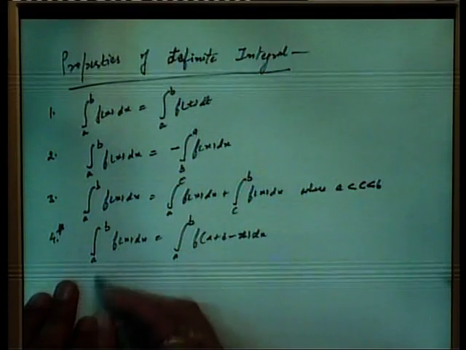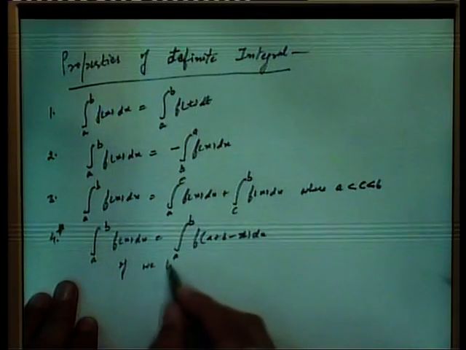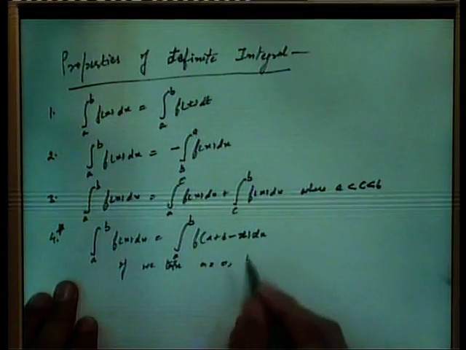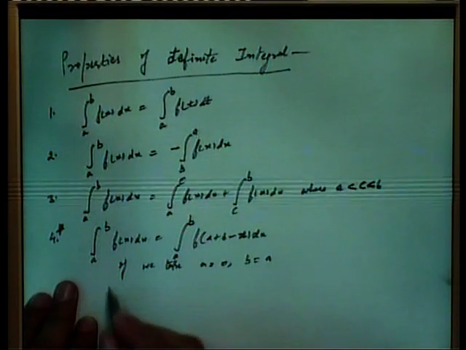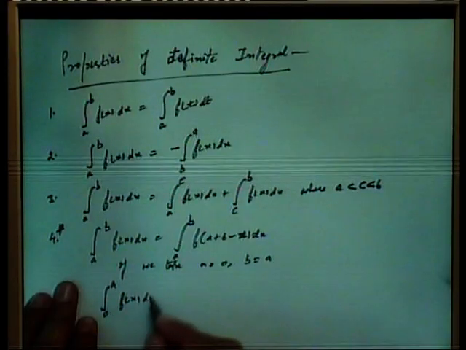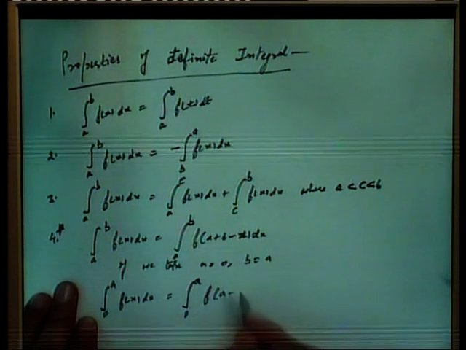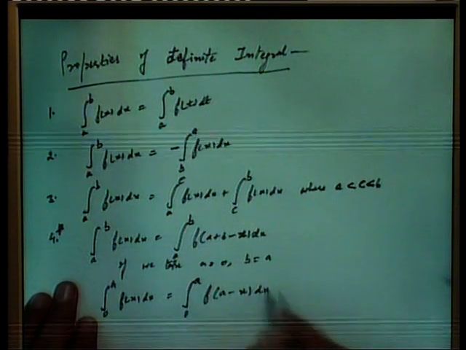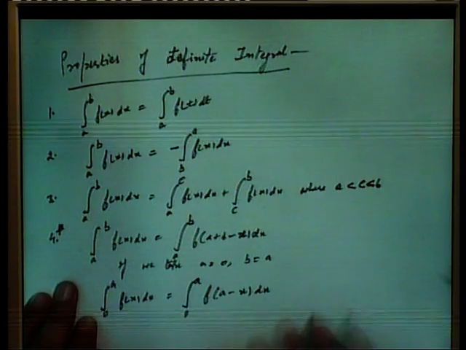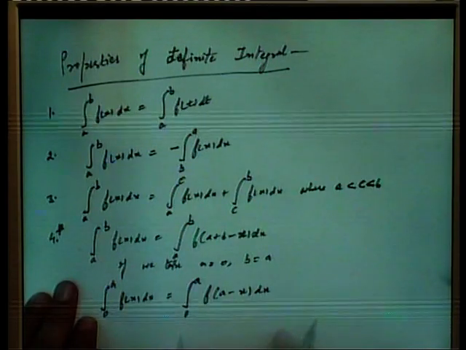So the particular case is if we take a equal to 0 and b equal to a, we get integral 0 to a f(x) dx is equal to integral 0 to a f(a minus x) dx. So if we take a equal to 0, b equal to a, property number 4 changes to this result.